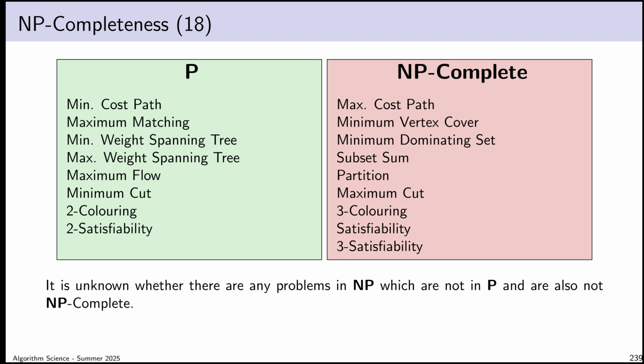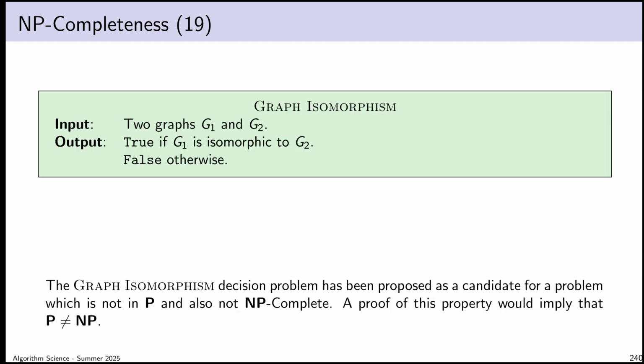And so it's actually currently unknown whether there are any problems that are in NP which are not in P and also not NP-complete. Currently, all we really know about are a bunch of problems that are in P and a bunch of problems that we can prove are NP-complete, and a few that are sort of uncertain, but we can't prove at the moment that there are any problems that are not NP-complete but also not in P. There is one, though, that's a candidate.